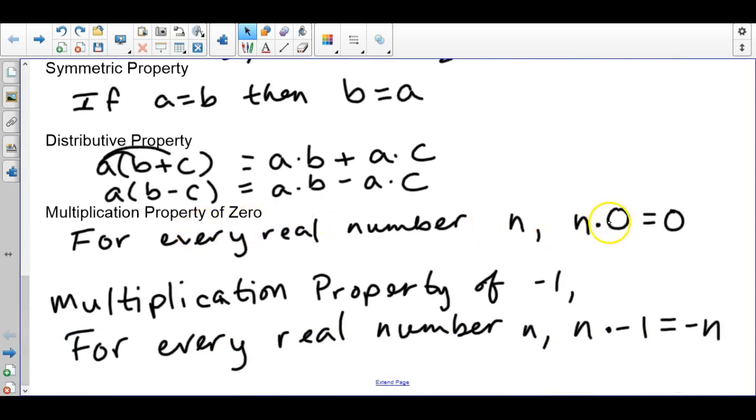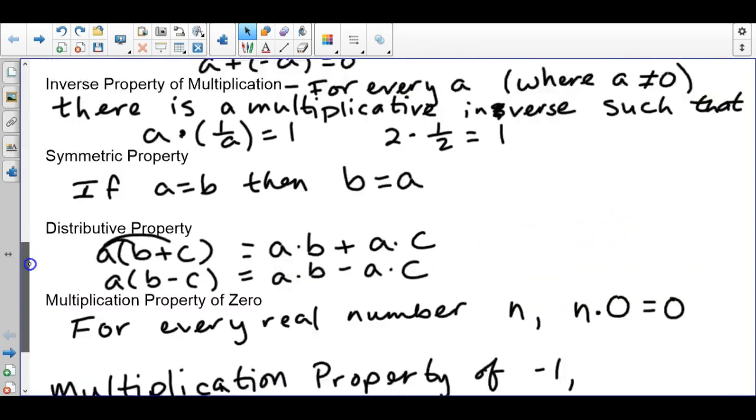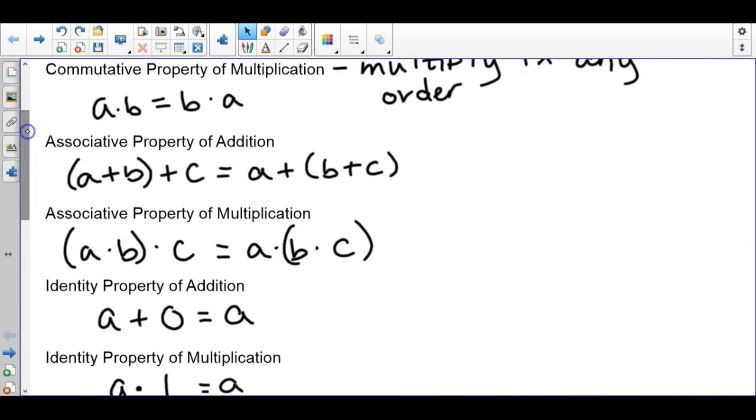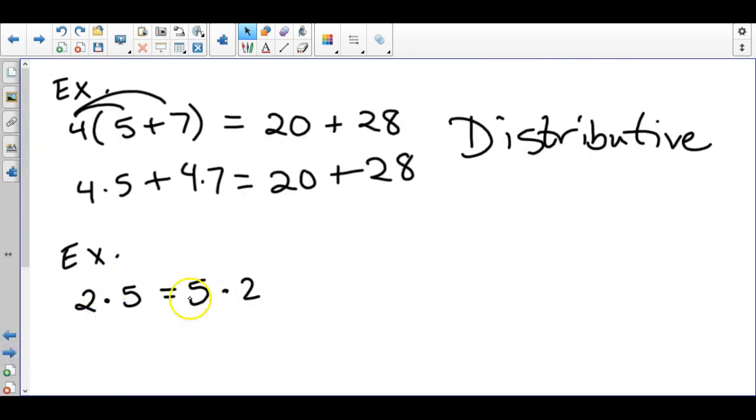Multiplication property of 0, so we had 0, we had -1, or we had +1 for our identity property of multiplication. None of those are part of our problem here. We don't have 0, 1, or -1. So only multiplication property left was associative property of multiplication.